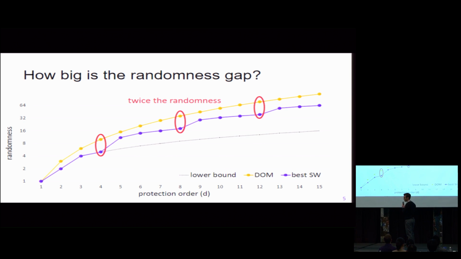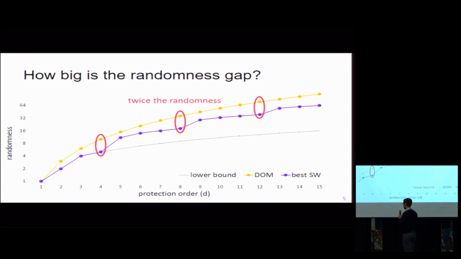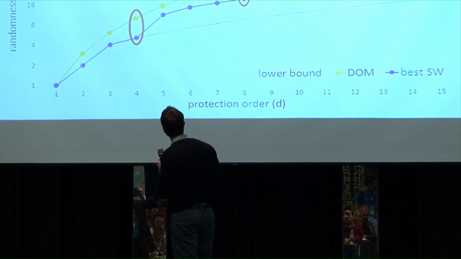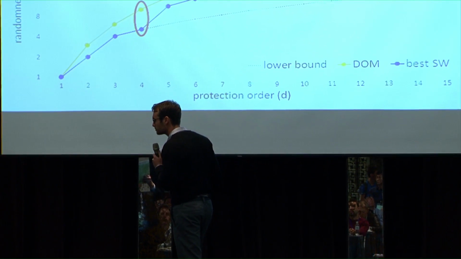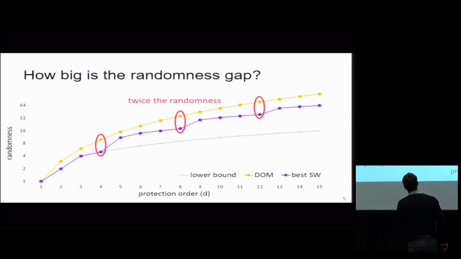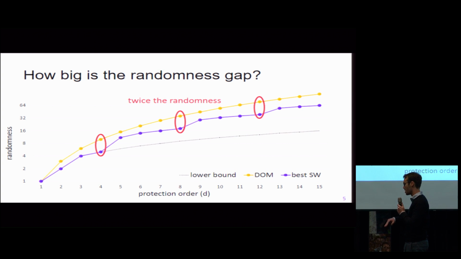Basically, we are better in 1 out of 4 cases. So in protection orders 5, 9, and so on, in all cases where the protection order is 1 modulo 4. I was speaking about the classical Ishai-Sahai-Wagner. Is it true that it will be the yellow curve? No. Oh, the randomness consumption. Sorry. Of course. DOM has the same randomness consumption as ISW, but the inner structure is different. If you take a closer look at DOM, you will see that it's not the same.